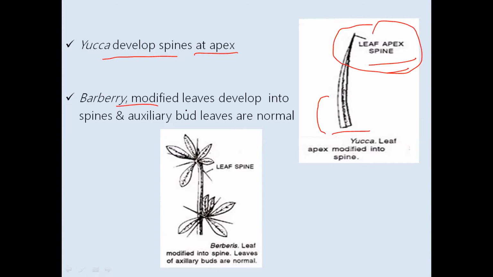In Barberry, the normal leaves are modified into spines, and the axillary bud leaves are normal. This is an example of Barberry. So you can see that the normal leaves are modified into spines, and the leaf-like structures which are present are actually the axillary bud leaves, which are normal in this structure.